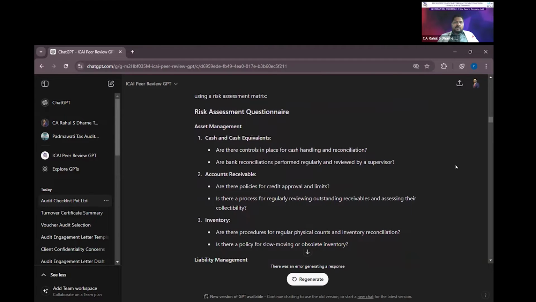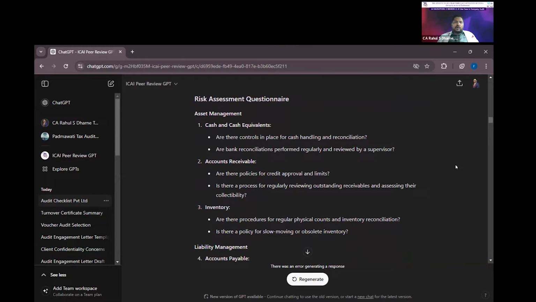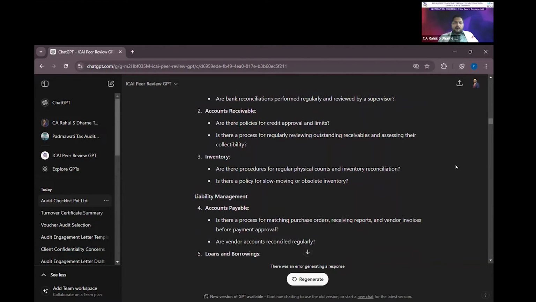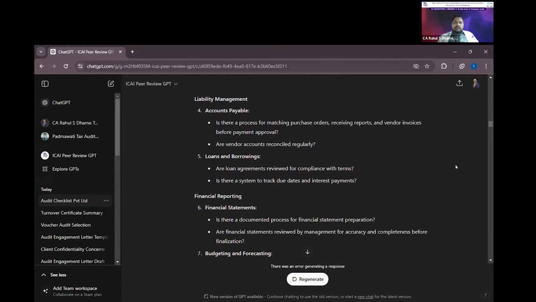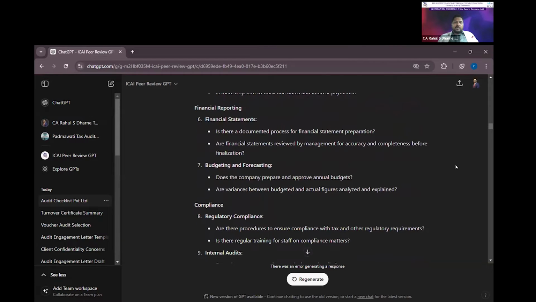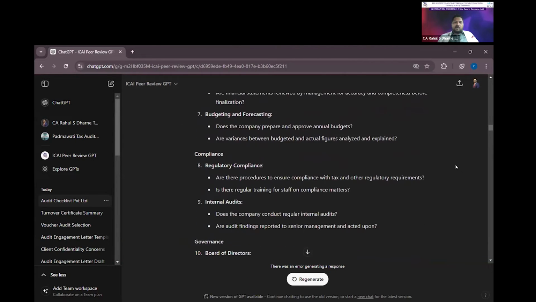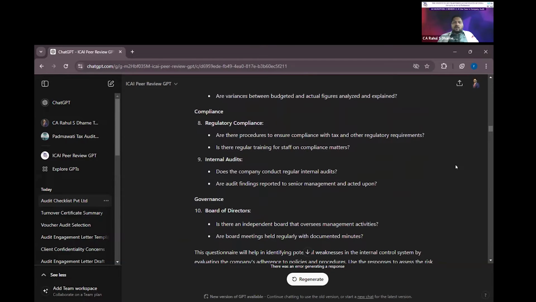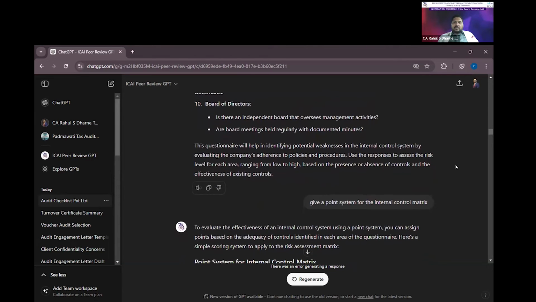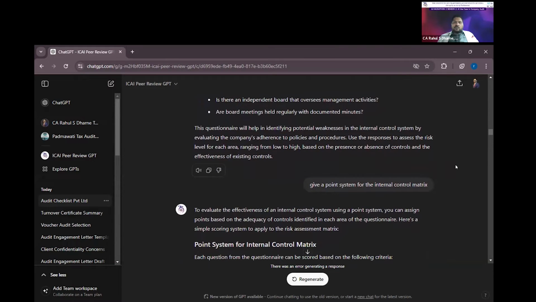It has provided the risk assessment questionnaire for the following broad categories: asset management, which includes cash and cash equivalents, accounts receivable, and inventory. The second part is liability management, covering accounts payable and loans and borrowings. The third part is financial reporting, which includes financial statements and budgeting and forecasting. The fourth part is compliance, covering regulatory compliance and internal audits. The last part is governance, covering the board of directors and its management activities. Now, this questionnaire will help in identifying potential weaknesses in the internal control system by evaluating the company's adherence to policies and procedures.